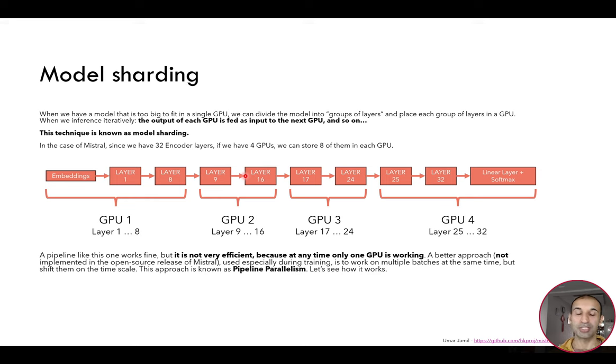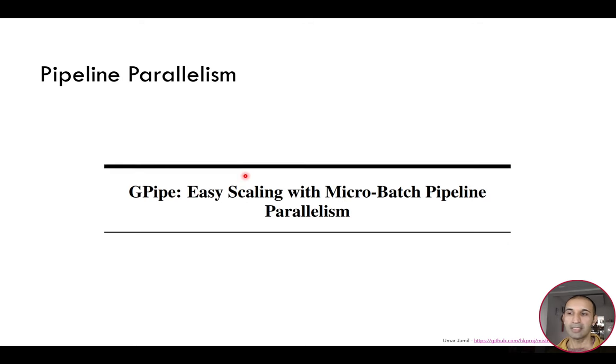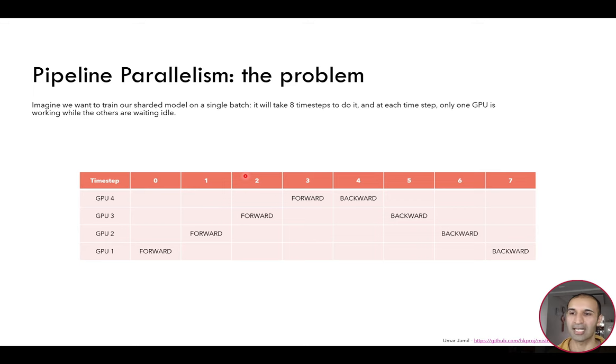A better approach, which is not implemented in the code of Mistral, but they reference it in the paper, so I will talk about it, is pipeline parallelism. Let's see how it works. For this pipeline parallelism, I will talk about the algorithm that was introduced in this paper, GPipe. Basically, it works as follows. First, let me introduce you the problem. This actually is usually used when we are training a model, not when we are inferencing, but it can also be applied to inference.